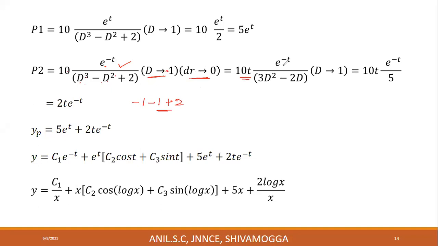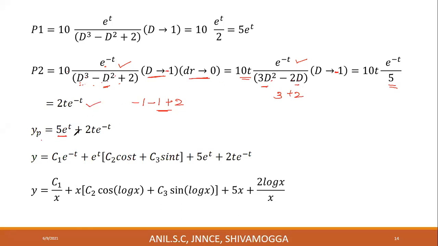10 into t, 10t. Keep numerator as it is, differentiate denominator. D cube minus D square plus 2. Derivative of D cube is 3D square. Derivative of minus D square is minus 2D. Plus 2 is a constant, its derivative must be 0. Now replace D by minus 1. Minus 1 whole cube is minus 1, so 3 into minus 1 squared is 3. Minus 2 into minus 1 is plus 2. 3 plus 2 is 5. 10t into e power minus t divided by 5. That can be written as 2t into e power minus t.